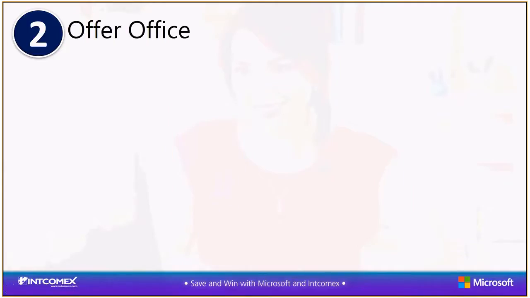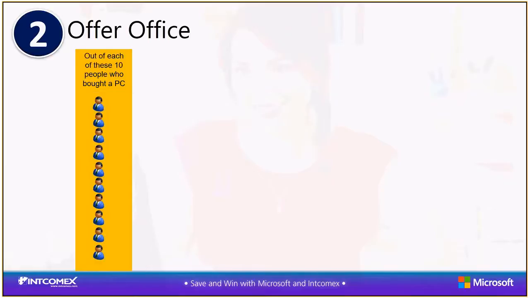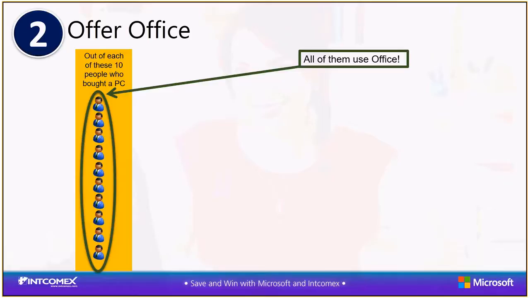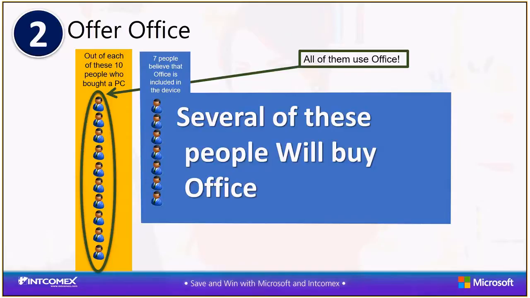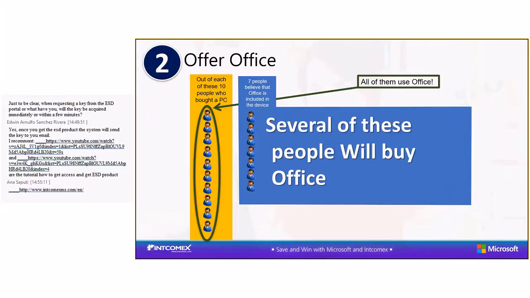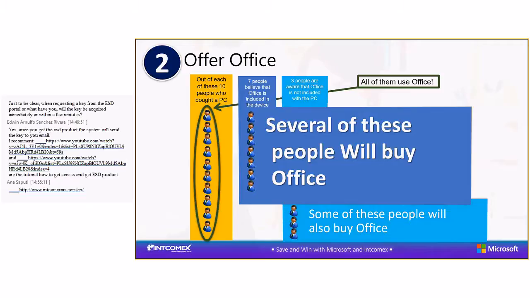Step number 2 is start offering Office, because it will surprise you to know that based on recent studies, we know for certain that out of 10 people that have bought a PC, all of them will use Office one way or another. 7 of those believe that Office is already included on the machine and they don't have to buy it separately. And 3 of them already know that Office is not included, but if you talk to them and suggest the purchase, more likely they will end up purchasing Office as well.